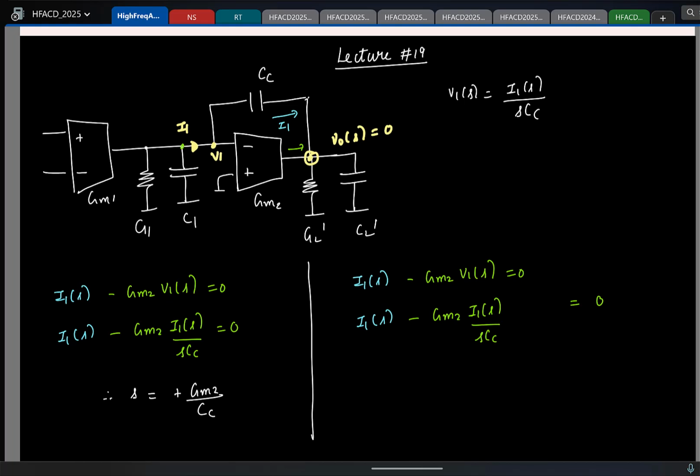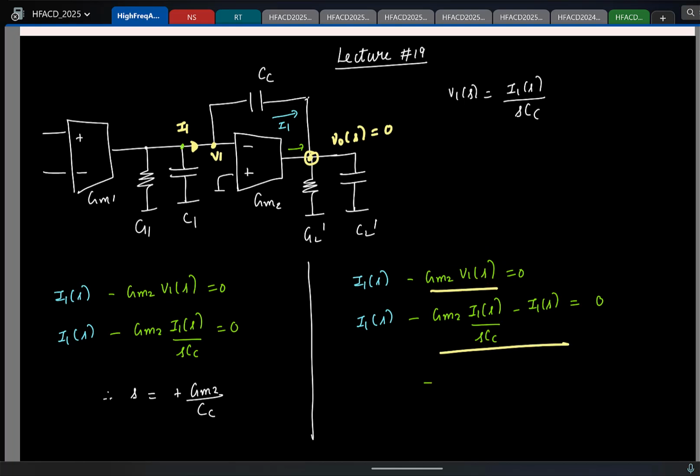If I somehow have minus I1 of s, now it is clear. If I tend s to infinity, this gets satisfied. We have a 0 at infinity. And remember, this is the current flowing out of the transconductor, correct? And current flowing out of the transconductor is GM2 times V1 of s. So let's try to find what is V1 of s.